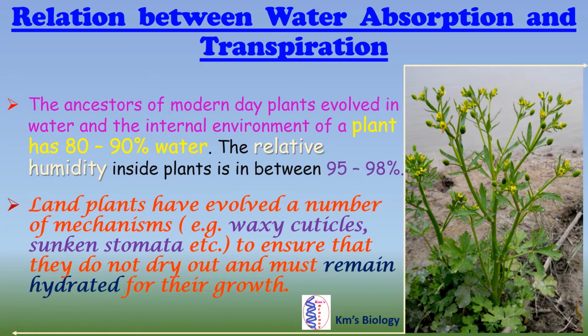Let us discuss about the relation between water absorption and transpiration. The ancestors of modern day plants evolved in water, and the internal environment of a plant has 80 to 90% water. The relative humidity inside plants is in between 95 to 98%.